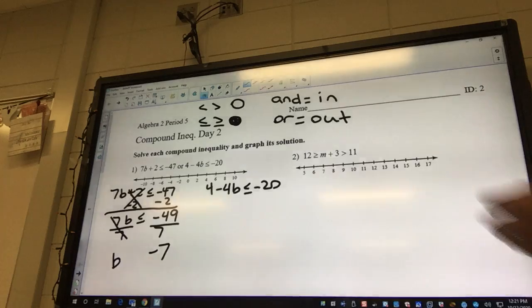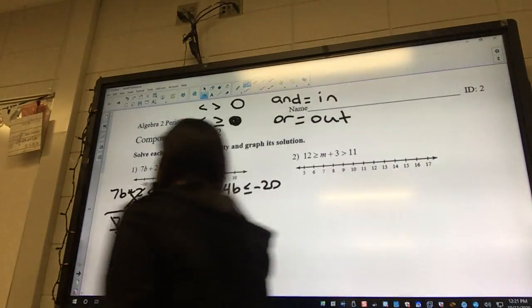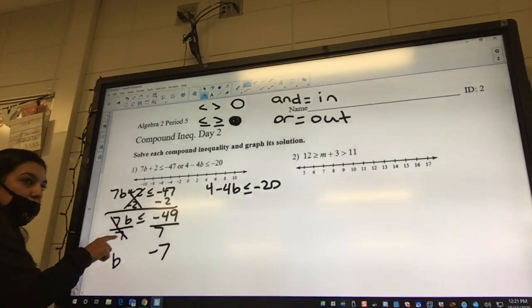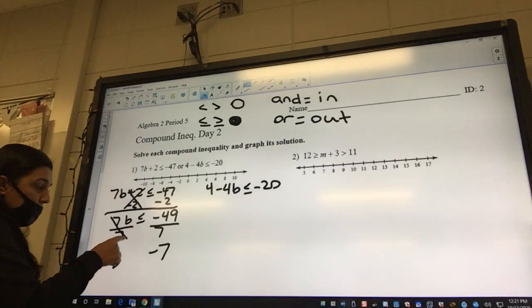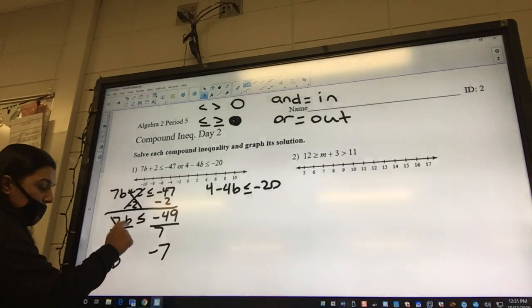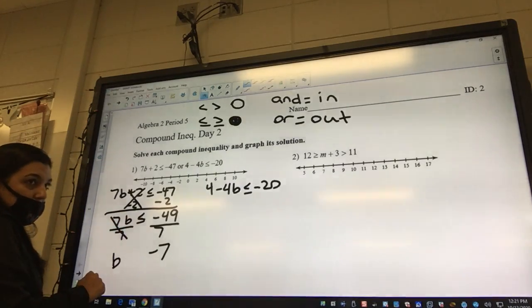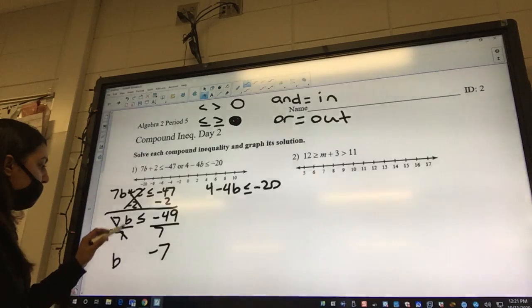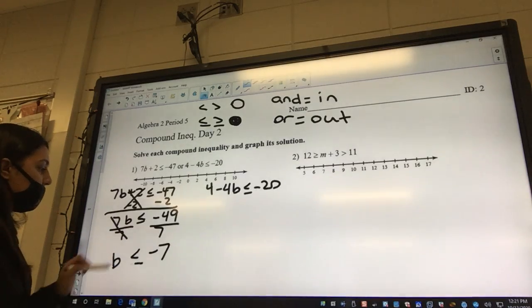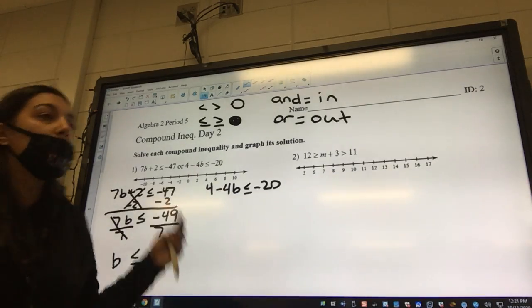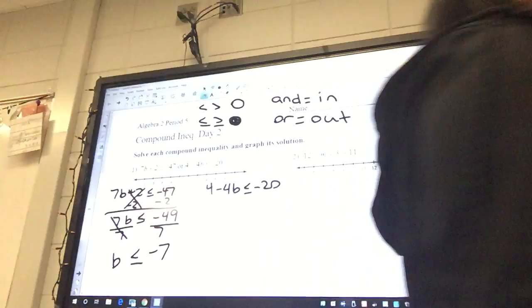So, Mr. Bellinger, you were not here yesterday. If this bottom number that we're dividing by is a negative, we have to flip the sign. So instead of going this way, we would go that way. Here we don't need to flip the sign, so it continues to go the same way. The next one we will have to flip the sign, so you'll be able to see.